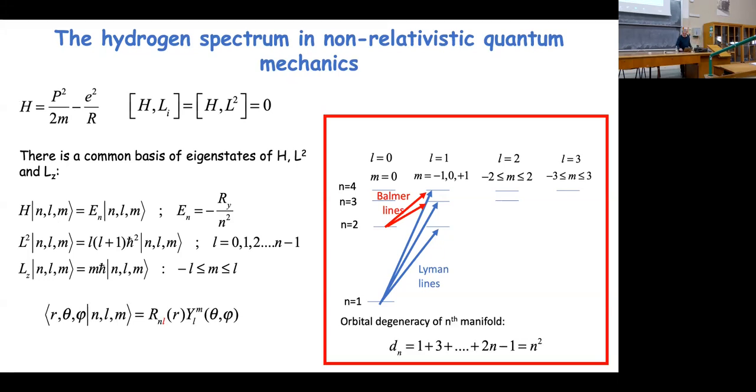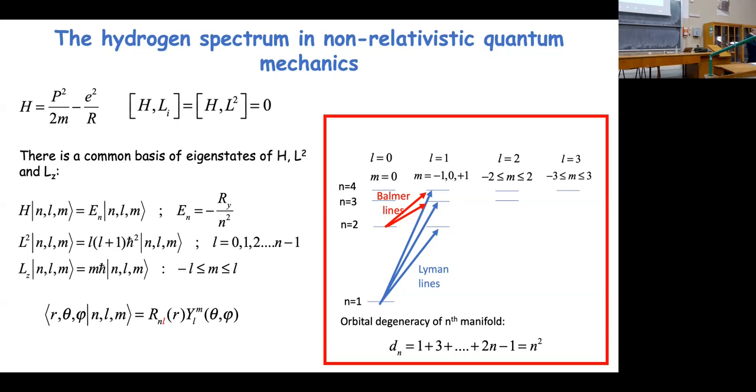Finally, I give you at the bottom the calculation of the degeneracy of an N state. An N state has a degeneracy which is given by the sum of the odd numbers. If you go in an N state, you have L equals 0, which has only 1 state, L equal 1 has 3 states, L equal 2 has 5 states, and L equal n minus 1 has 2n minus 1 states. When you sum all this, you find n squared.